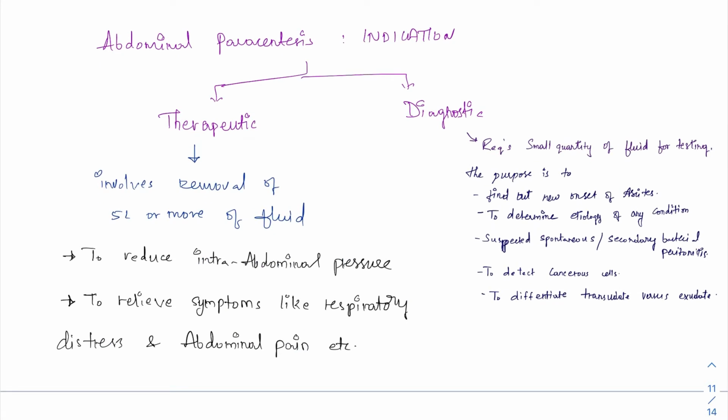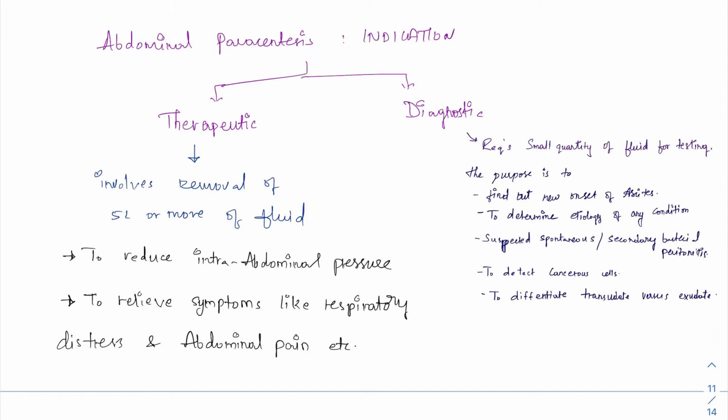Next, abdominal paracentesis. The indications for it are therapeutic indications and diagnostic indications. First, we are going to discuss the therapeutic indications. That involves removal of 5 liters or more of the liquid. We take this liquid in order to reduce the intra-abdominal pressure or to relieve symptoms like respiratory distress and abdominal pain, etc.